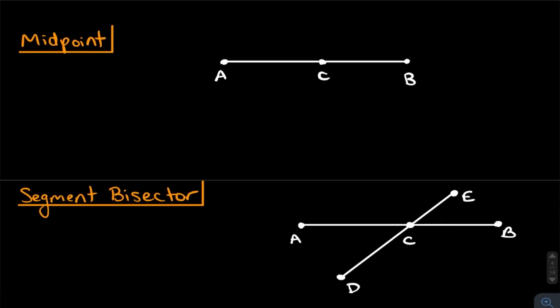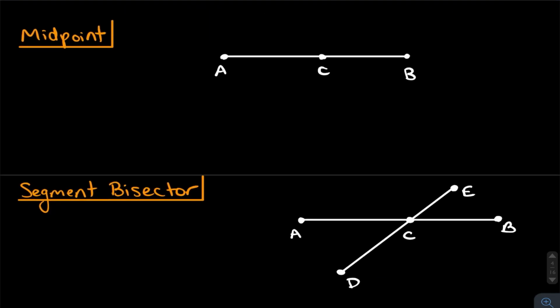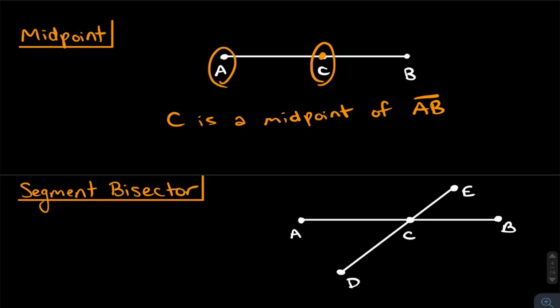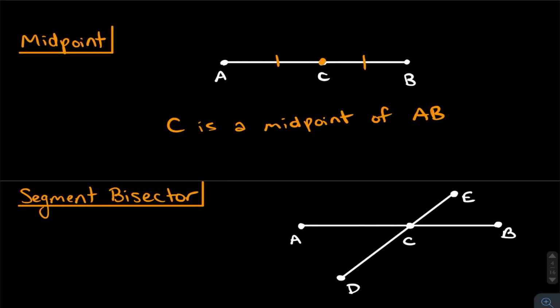Now, a couple different things that we'll talk about too. We'll talk about midpoints and segment bisectors. A midpoint just means that you are in the middle. Like if you say that C is a midpoint of segment AB, that just means that C is directly in the middle of A and B. And that sounds simple enough. But you also have to understand what that means when you're trying to prove something. And that's that segment AC is going to be congruent to segment CB. They'll be the same length. And so that's really good to know.